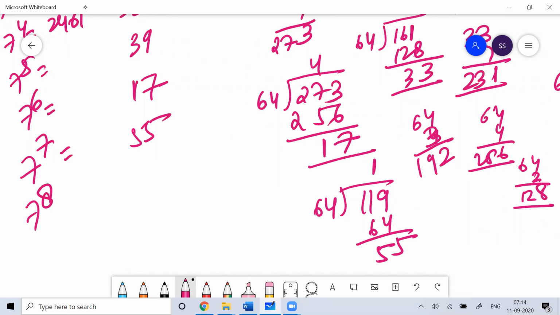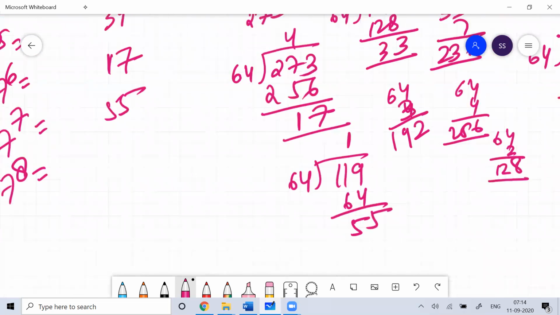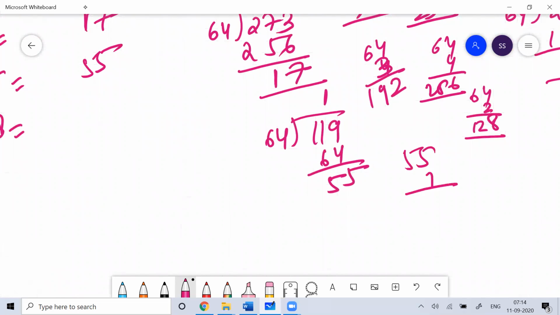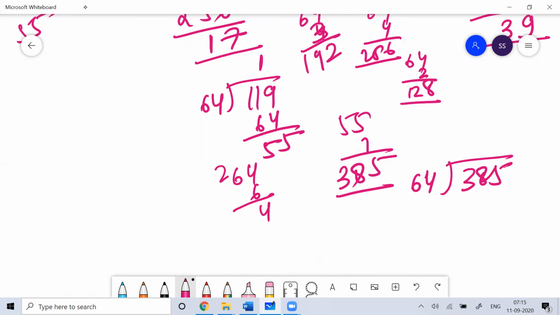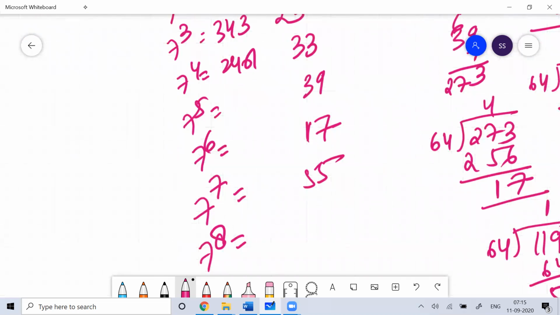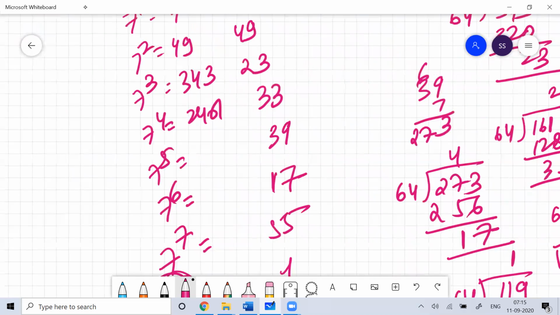Then 7 to the power 8: 55 sevens are 385. 385 divided by 64: 64 fives are 320, 64 sixes are 384. So you get the remainder 1. 7 to the power 8 is giving you remainder 1.